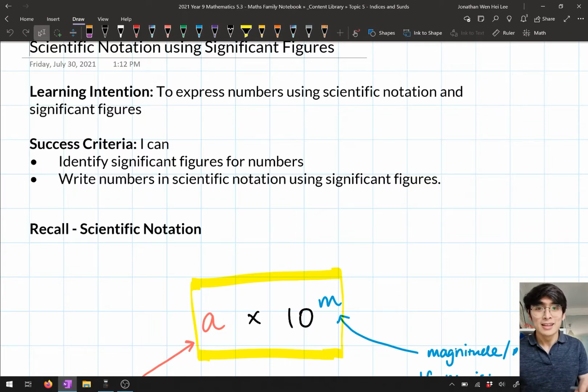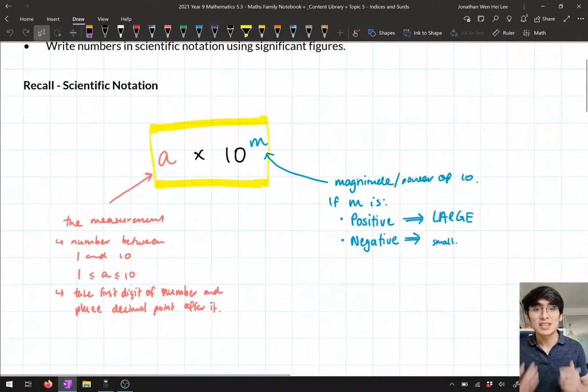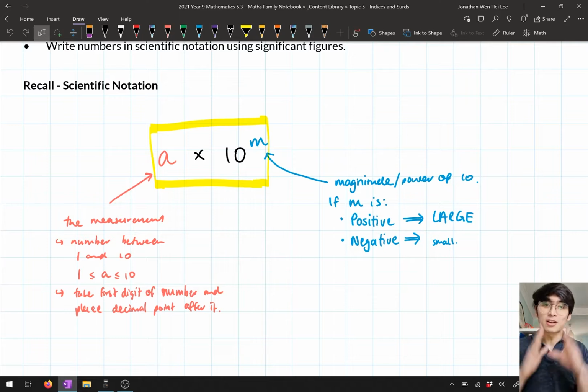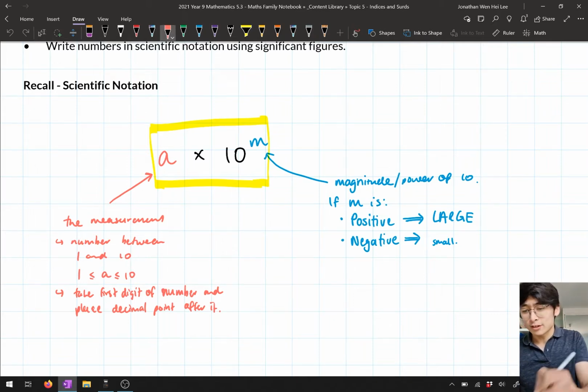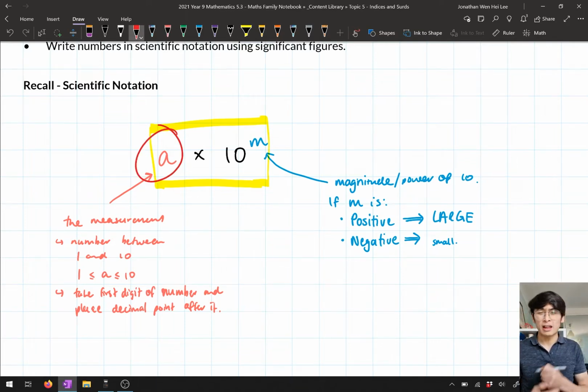So let's get started. Last lesson we talked about scientific notation, and we said that scientific notation was a way that mathematicians and scientists write very, very big numbers and also very, very small numbers in a really small, short and concise way. The way that we did this was by using this particular form, a times 10 to the power m. A was a number between 1 and 10, which told me the measurement that we're looking at in particular, and m was the magnitude. What we're doing today is building off of this scientific notation, and in particular, we're doing things with this value of a.